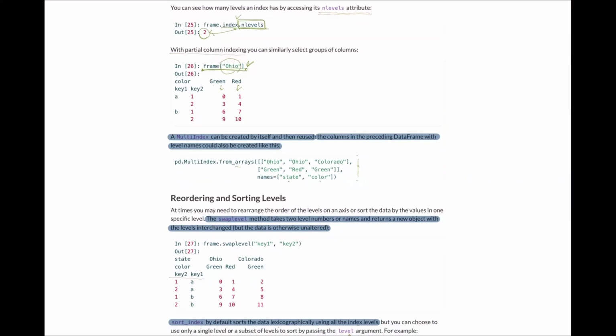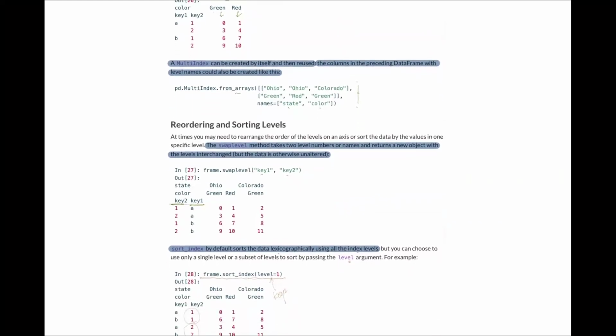And then the second one is reordering and sorting. So this is how we can reorder our keys, rearranging our keys. Right now we have key 1 and key 2 in this example. Key 2 has the numeric value, and key 1 is the lower value. By swapping the levels, the existing key 1 and key 2 hierarchy is going to be changed.